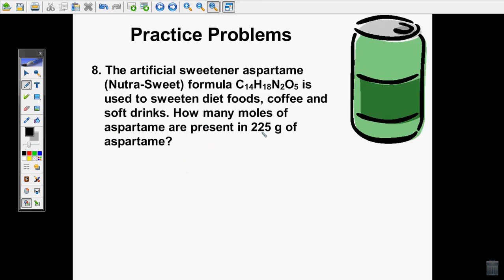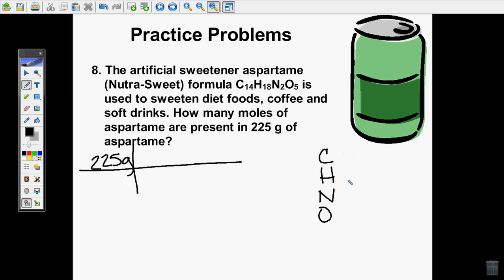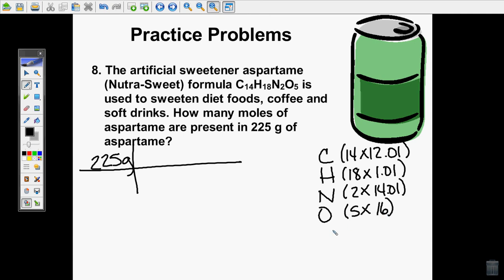Alright, how many moles of aspartame are in 225 grams of aspartame? Well, I'm still going to start with my given. I want to go from grams to moles, so I need to use molar mass. So I need to calculate the molar mass of aspartame real quick. So I've got 14 carbon, and each carbon weighs 12.01 grams. I have 18 hydrogen, molar mass of hydrogen is 1.01. I have 2 nitrogen and 5 oxygen. So when I add all that up, I get 294.34 grams per mole.